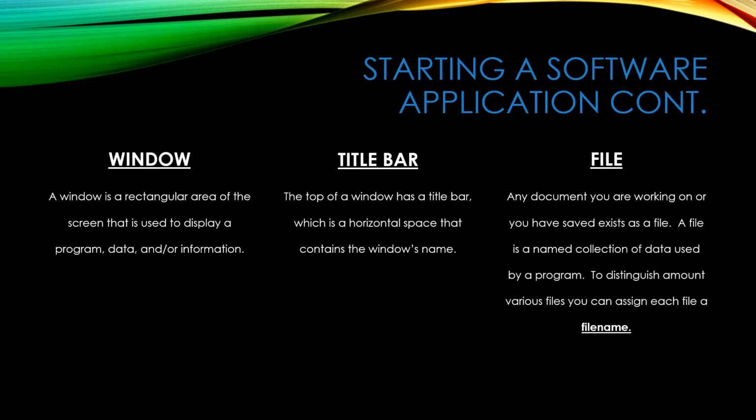A window is a rectangular area of the screen that is used to display a program, data, or information. The top of a window has a title bar, which is a horizontal space that contains the window's name. And a file is any document that you're working on and have saved. A file is a named collection of data used by programmers.